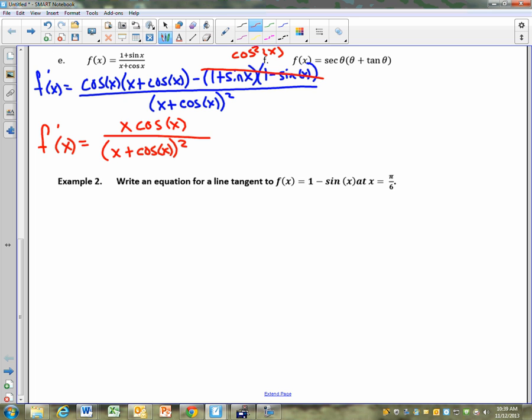This, cosine of x times x. Cosine of x times cosine of x is cosine squared, which will cancel with that one. X times cosine of x is x cosine of x.